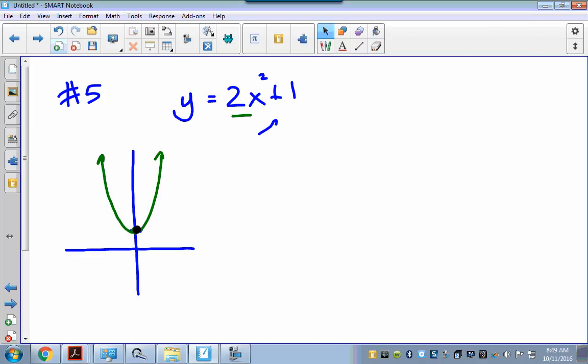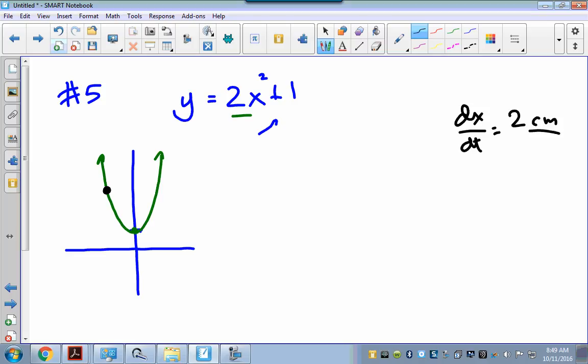Now, does it move left to right, or does it move right to left? Let's see, what do they tell us? For this particular problem, it does say dx/dt is 2 centimeters per second. So that means x is getting bigger. So here's an x value. A second later, it's got to be 2 centimeters more. So in a second, it would move there. In another second, it would be 2 centimeters more, so it moves to there. In another second, it's 2 centimeters more. So x is moving from left to right because the change in x with respect to time is a positive 2 centimeters per second.